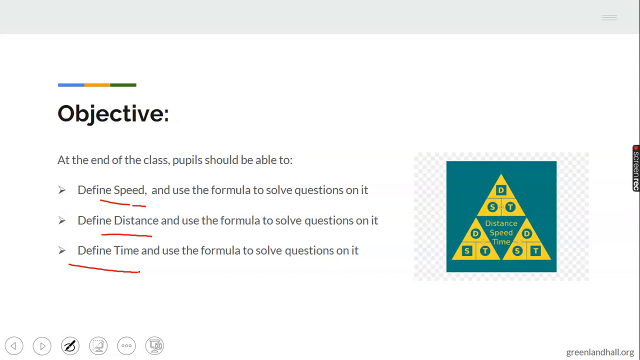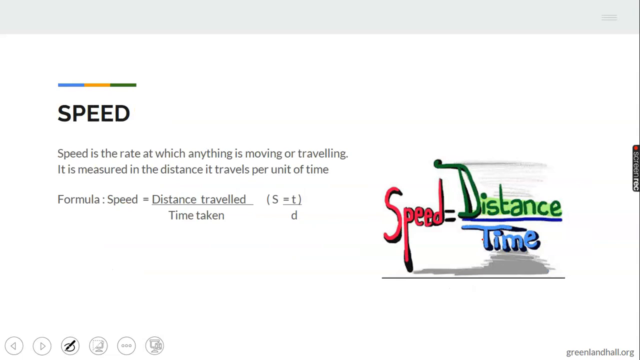So if you see a picture here, it talks about distance, speed, and time. D stands for distance, S stands for speed, and T stands for time. Distance, speed, and time. Now, let's start with speed. I've given you a very beautiful clip art here that will make you remember the formula very fast. And when you remember the formula, you will know how to calculate.